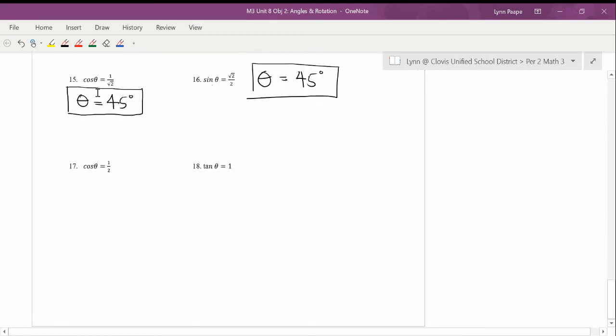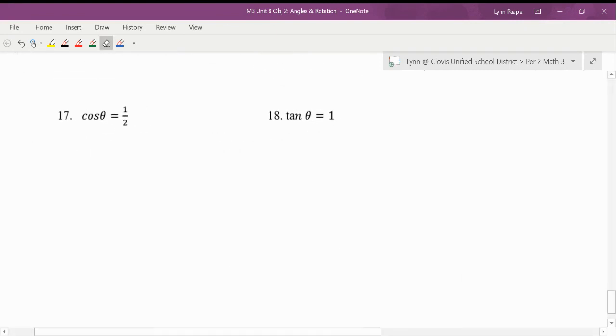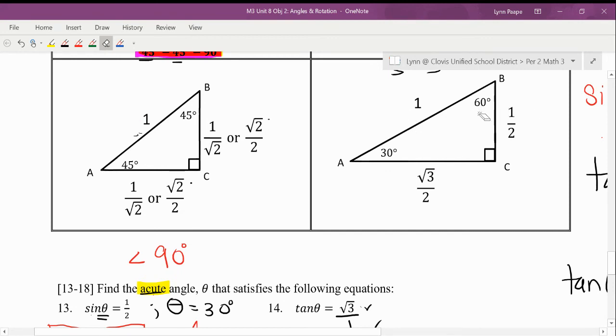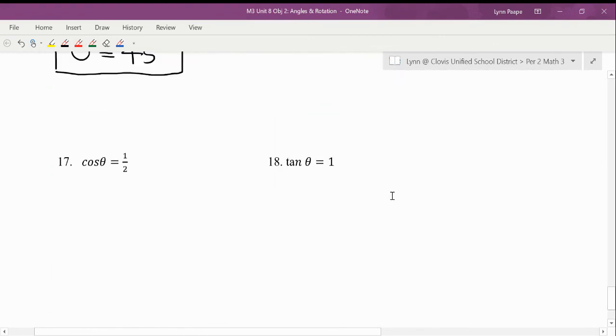Okay, so let's go ahead and do these last two problems. For cosine of theta equaling 1/2, the first thing I want to do is look at the triangles above. Which of these has a side of 1/2? Well, they're kind of messy because I've been writing all over them. That's this one over here. So this one has a side of 1/2. So I know my answer is either going to be 30 degrees or 60. That's pretty refreshing, right? 50-50. I could totally live with those odds.